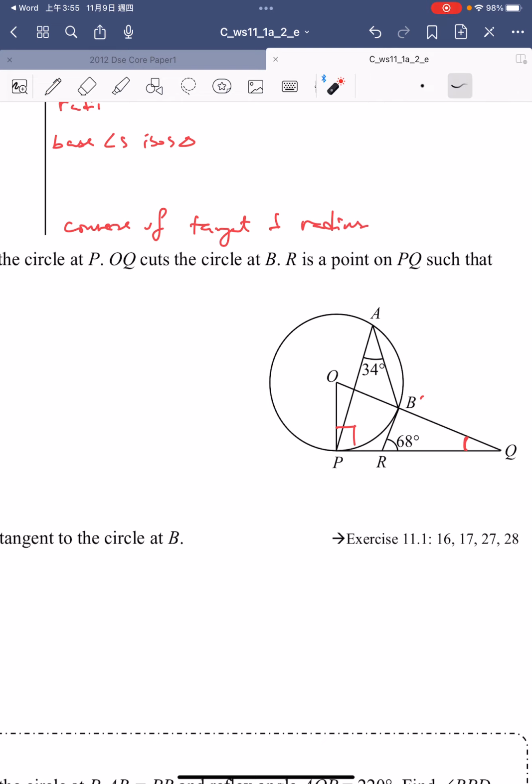So if you want to find out the angle here by looking at this triangle, which means that we need to find out this. And to find out this angle is quite easy because this is the angle at the center, which is subtended by this arc, and this arc is actually subtended by this angle at the circumference.